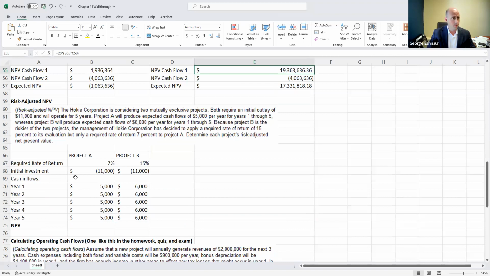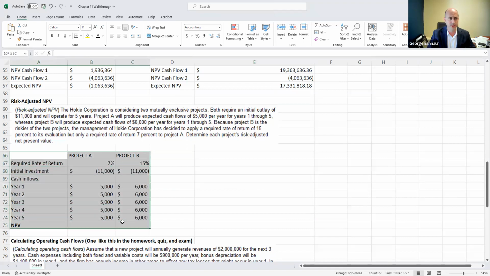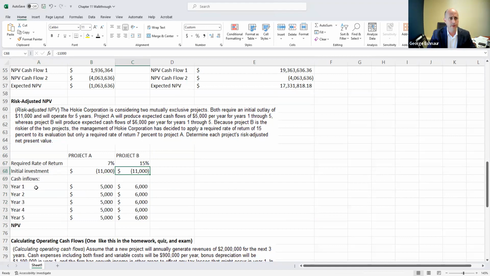Risk-adjusted net present value. I saw this a couple of times. So what we do here is we've got our corporation, and just like above, we have project A, project B, and our years. Both require initial outlays of $11,000. We see that here and here. They'll operate for 5 years. We see that here.